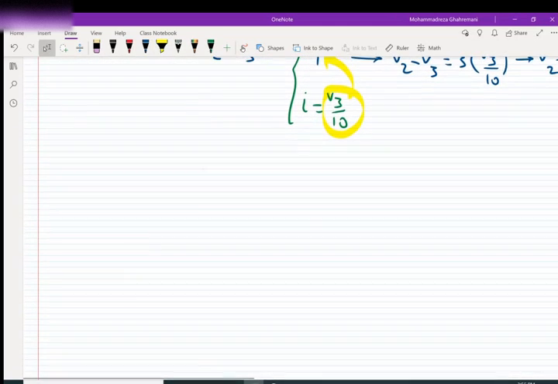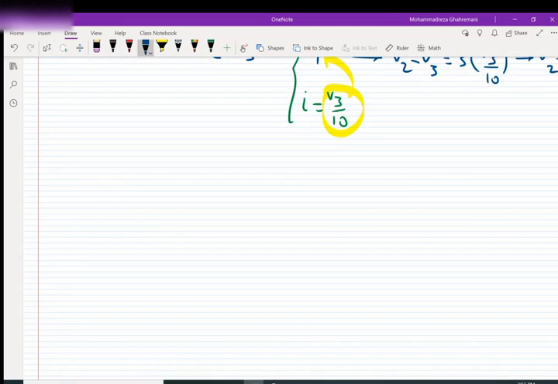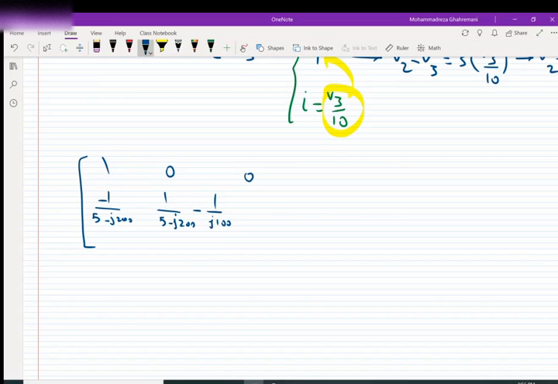So if we put these values in the matrix, we will have 1, 0, 0, then negative 1 over 5 minus j200. The next term is 1 over 5 minus j200 minus 1 over j100. The third term is 1 over j100 plus 1 over 10.